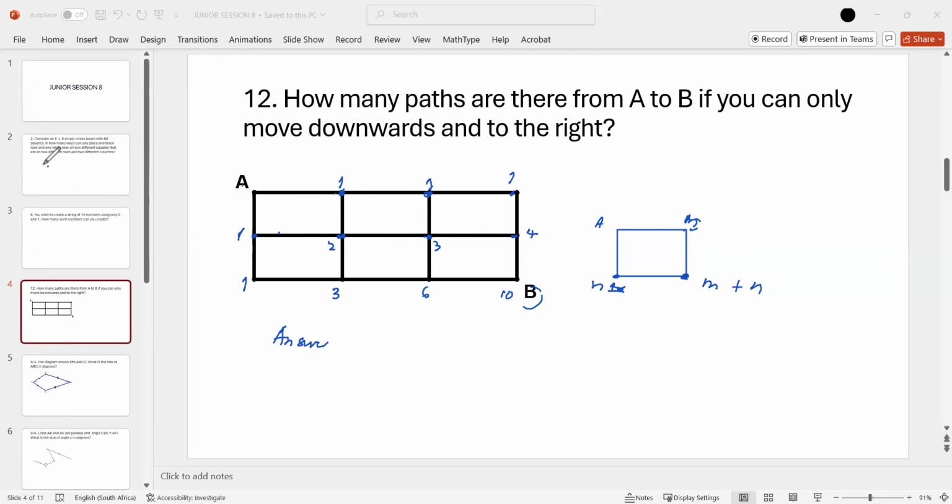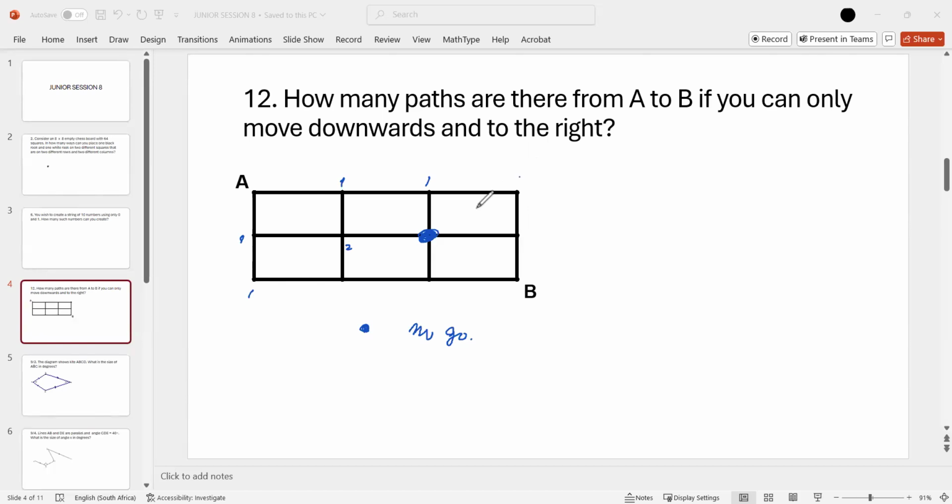Right? Sometimes you might have a situation where, say, they tell you, look, you can go through all these, but you're not allowed to go through this. You're not allowed to go through that point. No-go area. Now, how many paths are there from A to B? So again, you'll do the same thing. You can go from here, 1, 2, 1, 1, 1, and you go 2 and 1 is 3.